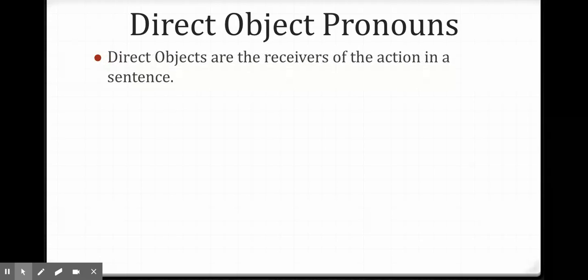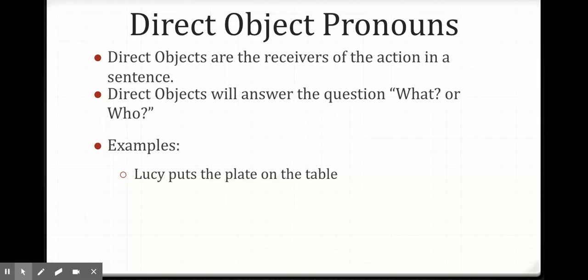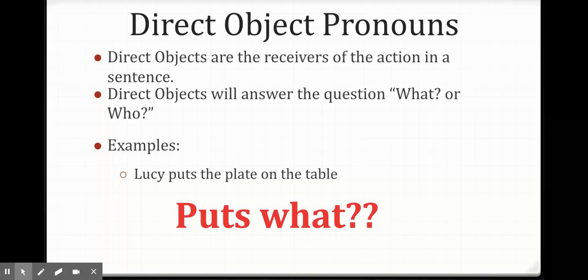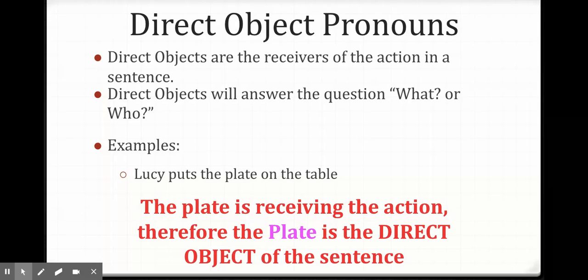Direct objects are the receivers of an action in a sentence. Direct objects will answer the question what or who. Examples, Lucy puts the plate on the table. What does she put on the table? The plate. Lucy puts the plate on the table. The plate is receiving the action, therefore the plate is the direct object of the sentence.